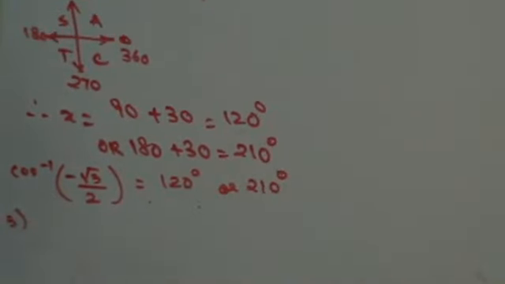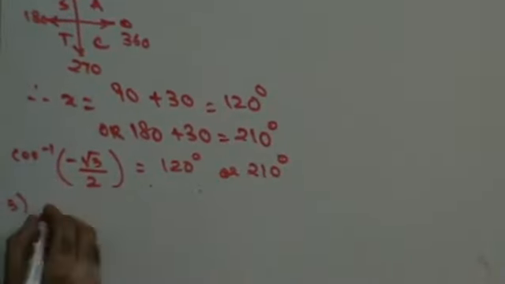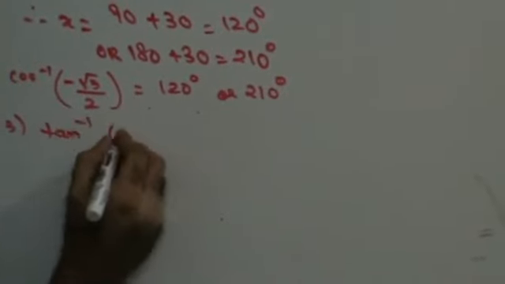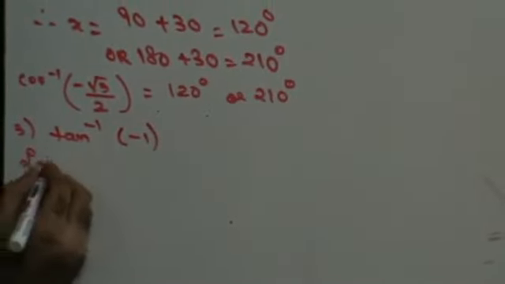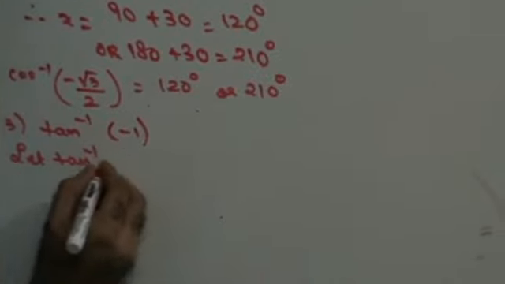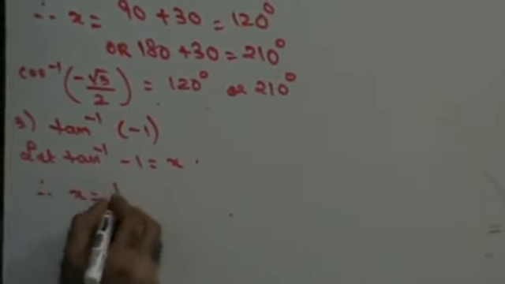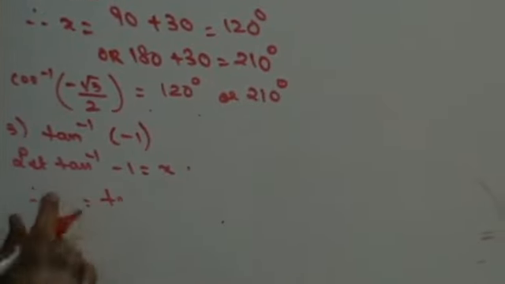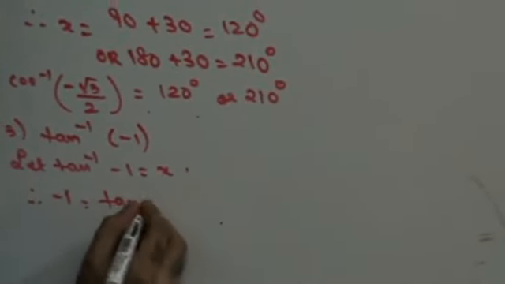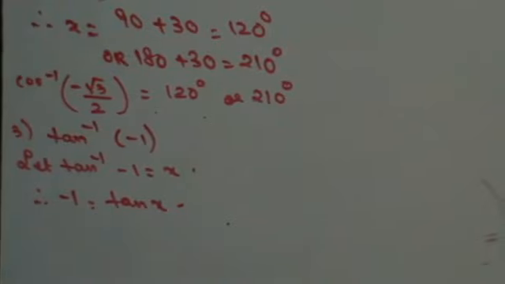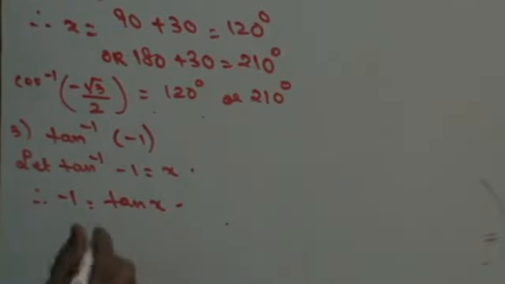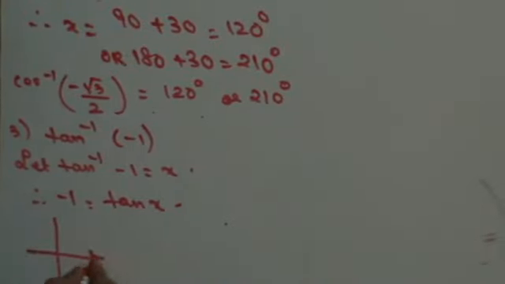Next, let's see another sum, guys. Tan inverse of negative 1. We'll say let tan inverse of negative 1 be x. Therefore, negative 1 is equal to tan x. Again, I have a negative value. A negative value means I need to use allied angles.